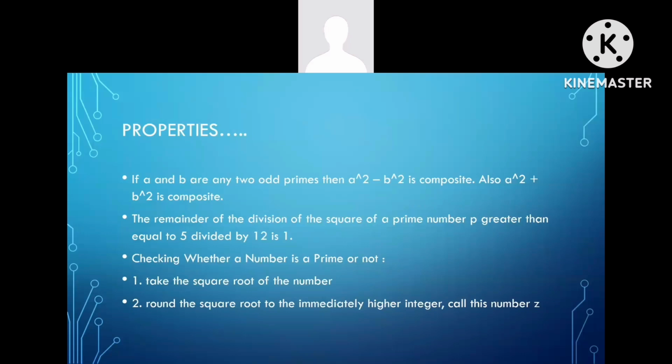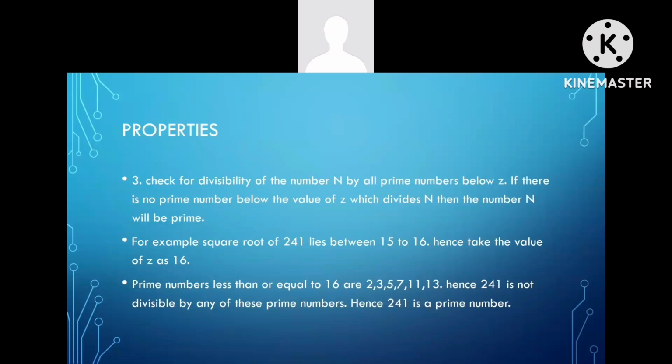The remainder of the division of the square of a prime number p greater than or equal to 5 divided by 12 is 1. Then, checking whether a number is prime or not. First, take the square root of the number. Second, round the square root to the immediately higher integer. Call this number z. Check for divisibility of the number n by all prime numbers below z.